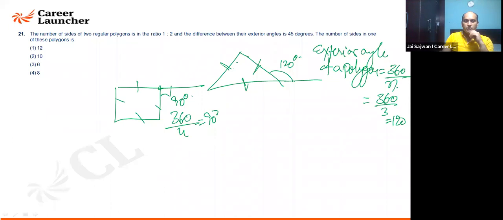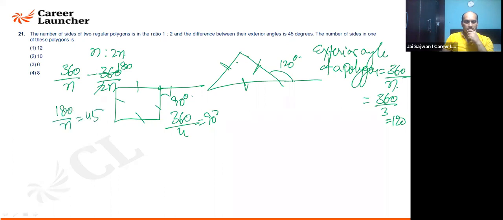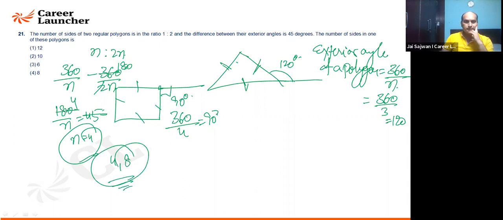Fine. The number of sides of two regular polygons are in the ratio n and 2n. The difference between exterior angles is 45 degrees. So what I'll say is, one exterior angle is 360 by n, the other exterior angle is 360 by 2n. I'll say it is 180 by n, and 180 by n is equal to 45 degrees. I'll cancel it. n is equal to 4. Fine. The number of sides in one of these polygons is 4 and in the other it is 8. I believe it is clear. So the answer will be 8 here.